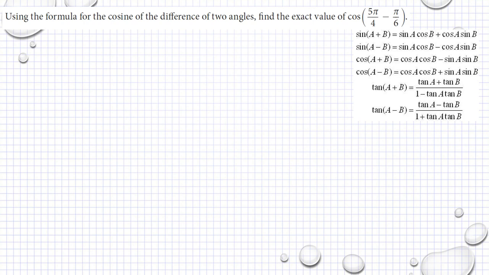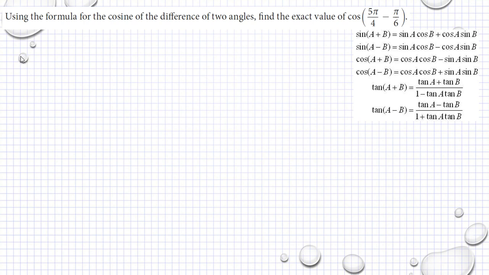Sum and difference of two angles identities. I pasted a picture or a list of all the sum and difference identities that we have discussed. The only difference here is that they use A and B, and I use alpha and beta. But they are the same.